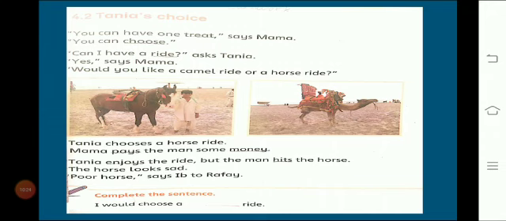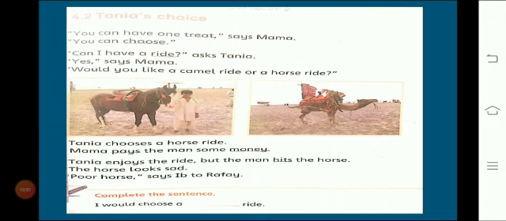We should not harm the animals. We should not hit them. They also feel the pain. And the horse really looked very sad when he got hit by his master. And Ibi said, poor horse. Now, this doesn't mean that the horse does not have money. Sometimes when we take pity on someone, we say poor also at that time.